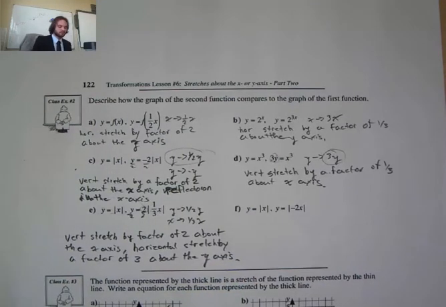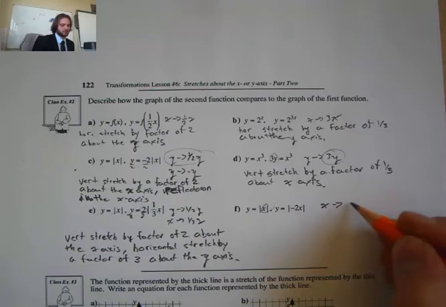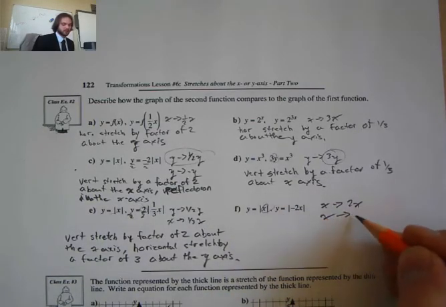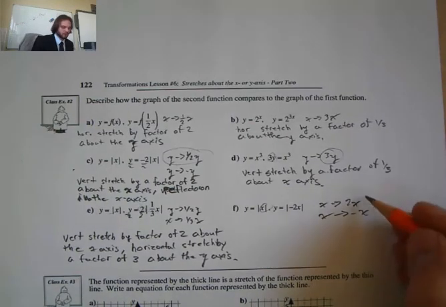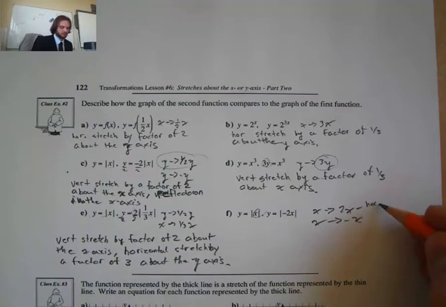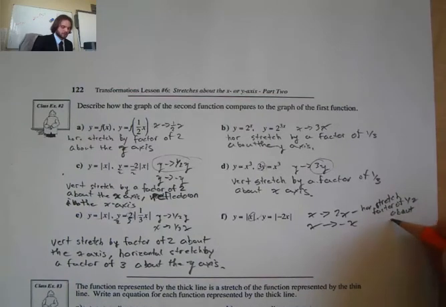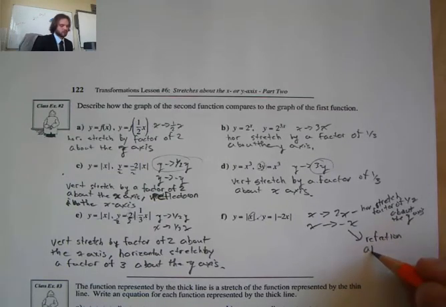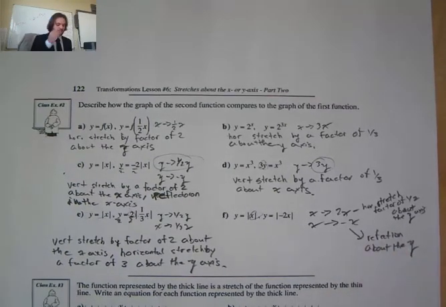Okay? Last one. Now here, x is being replaced with 2x. And x is also being replaced with negative x. So what does that mean? Well, this is a horizontal stretch by a factor of 1 over 2 about the y. And this here means a reflection about the y. Okay, so that's right there is a horizontal reflection about the y.